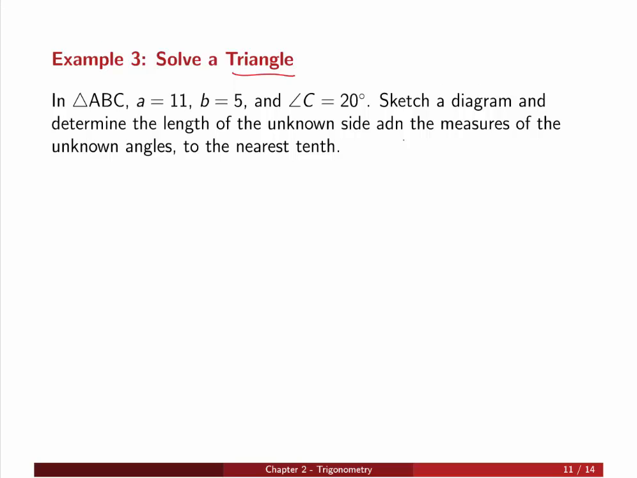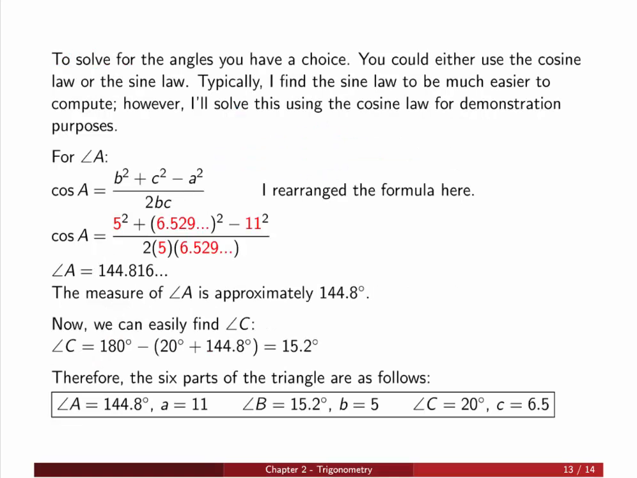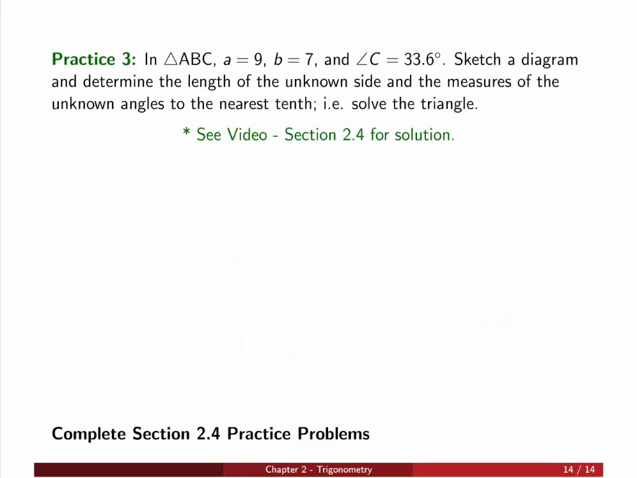So, you can see I go through it in the examples. I do one particular example and I solve for everything down here. But I'm going to do this last one. In triangle ABC, a is 9, b is 7, angle C is 33.6. Sketch a diagram and determine the length of the unknown side and the measures of the unknown angles to the nearest tenth, i.e., solve the triangle. Okay.